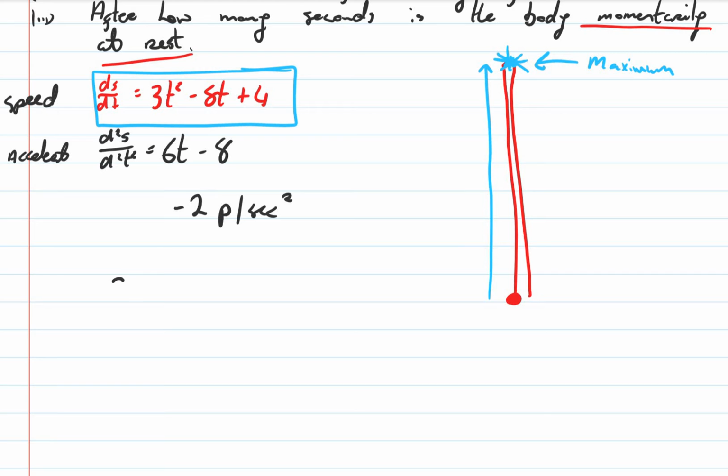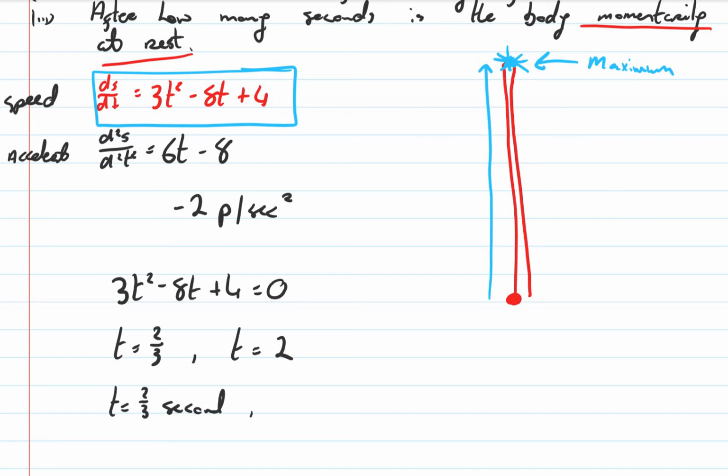So I'll take my function 3t squared minus 8t plus 4 and let it equal 0. Factorize that out if you want, or use your minus b formula, or use your guide method. When you do that, you'll get t equals 2/3 and also t equals 2. So it'll be t equals 2/3 seconds and t equals 2 seconds.